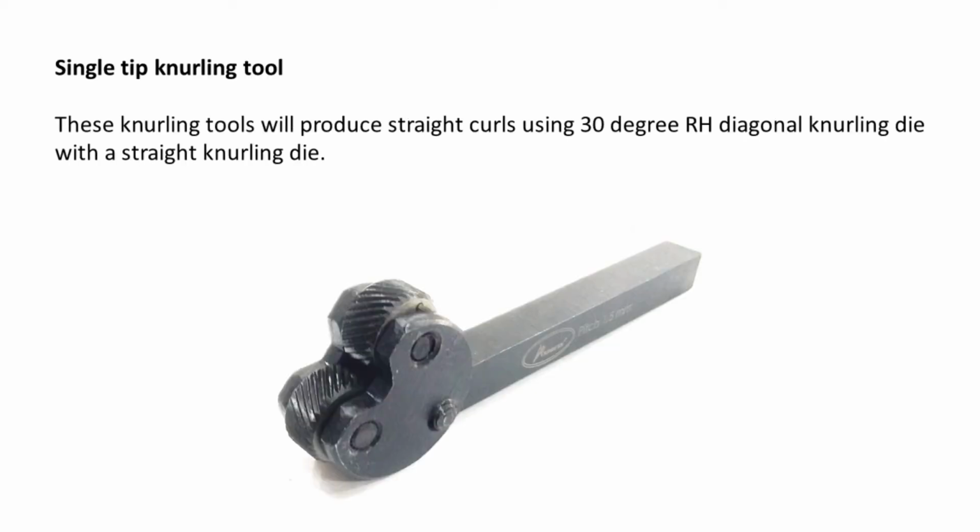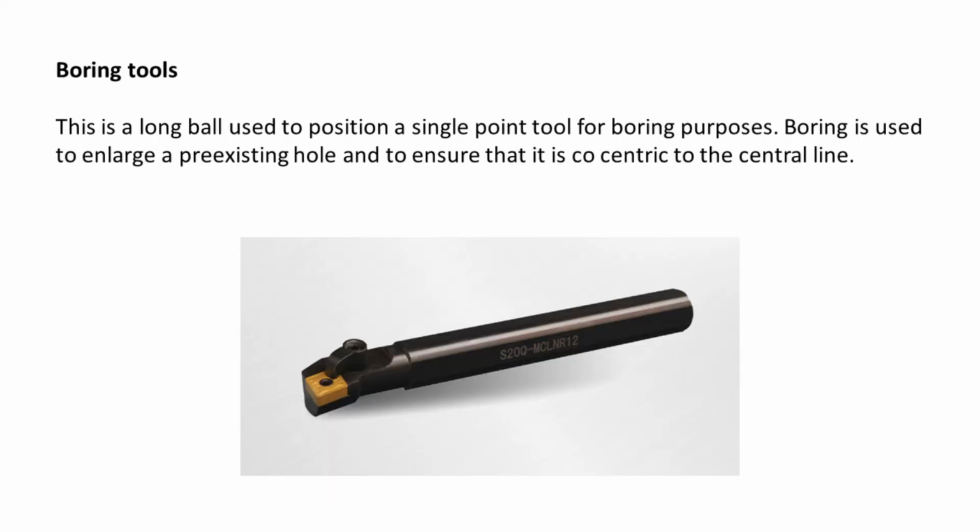Single-tip knurling tool. These knurling tools will produce straight knurls using 30-degree RH diagonal knurling die with a straight knurling die. Boring tools. This is a long bar used to position a single-point tool for boring purposes. Boring is used to enlarge a pre-existing hole, and to ensure that it is concentric to the central line.